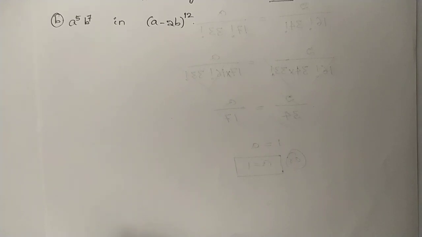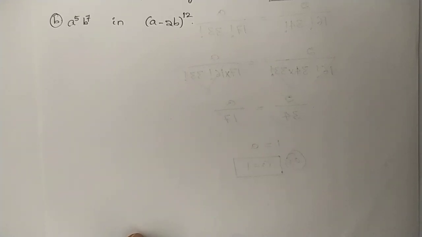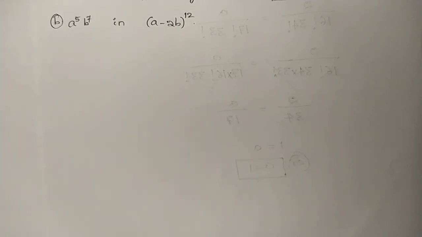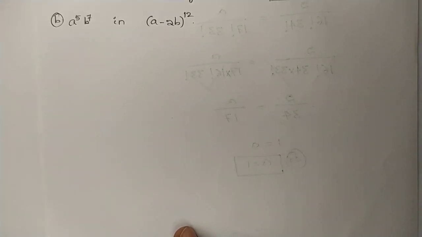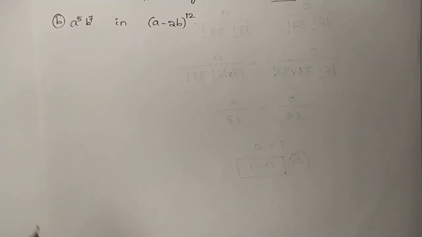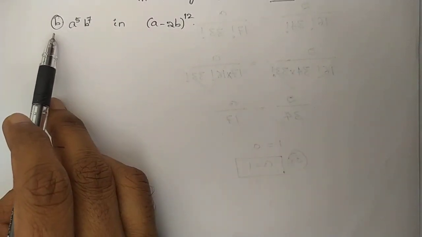In our previous class, we learned writing the general term. Also, we solved one question related to finding the coefficients of the expansion, right? In this class also, we are continuing with the same type of questions. Here we have the sub question B.